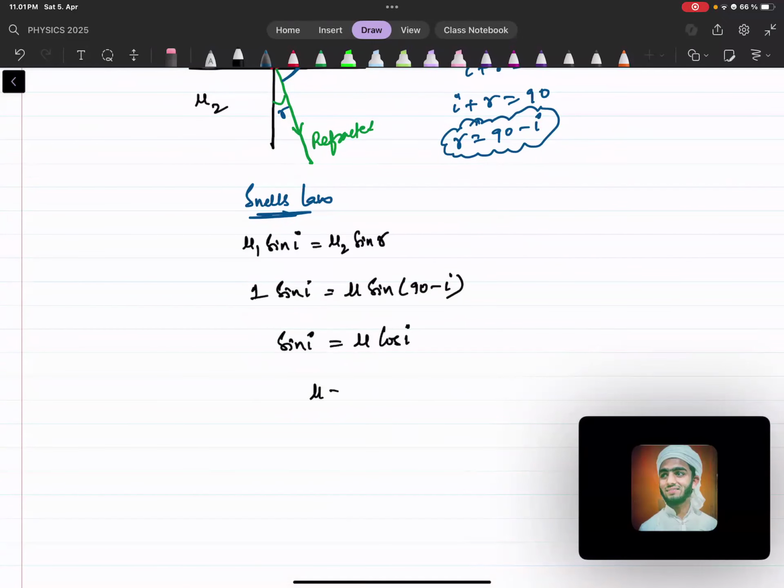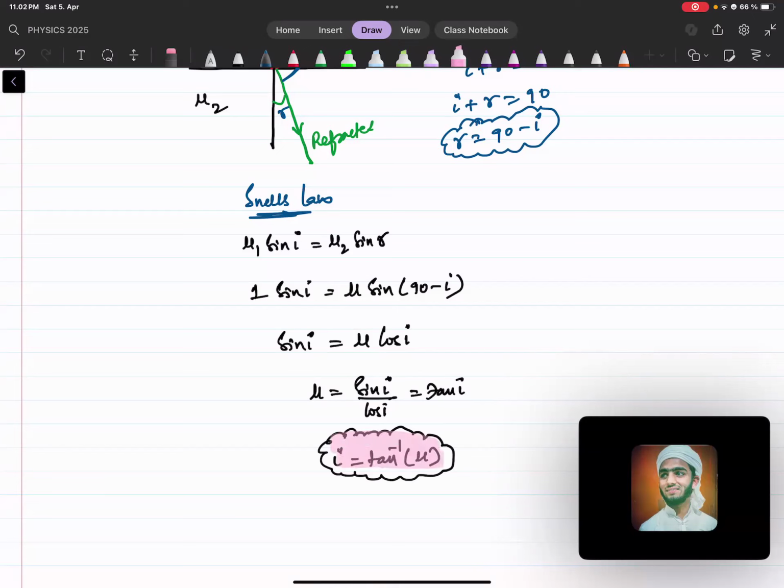So mu is equal to sine I divided by cos I. Sine by cos is nothing but tan. So this is tan I. So the angle of incidence I is equal to tan inverse of mu. Clear? This law is also called Brewster's law. Clear, beta?